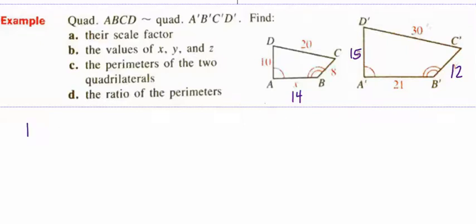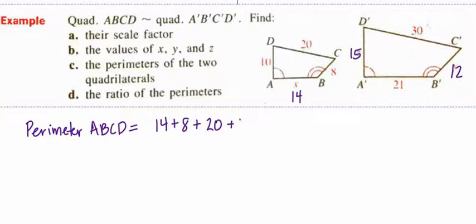So our perimeter of ABCD is equal to 14 plus 8 plus 20 plus 10. That's going to give us 20 plus 10 is 30. 30 plus 14 is 44. 44 plus 8 is 52.